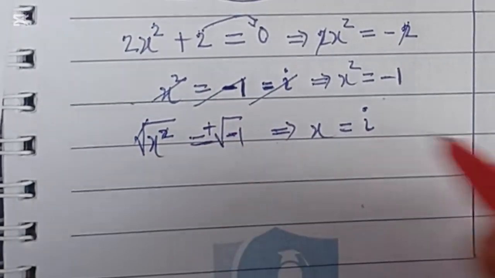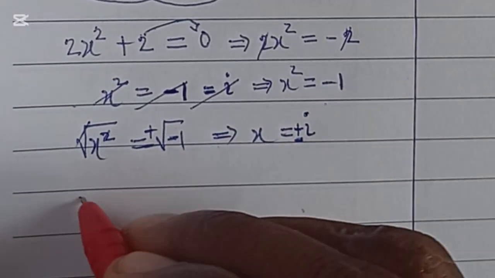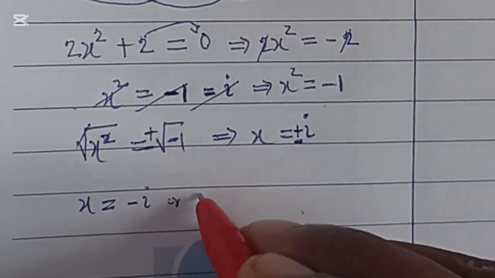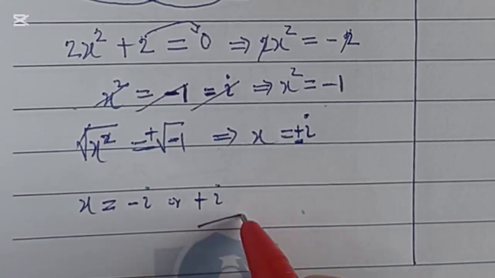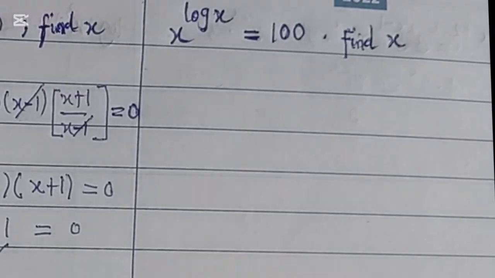We're going to put a plus or minus here. So you can see that the value of x is a complex number, which is minus i or plus i. I believe you were able to solve and get this as your answer. This gives us a final answer. All right, so let's move on to the second part.